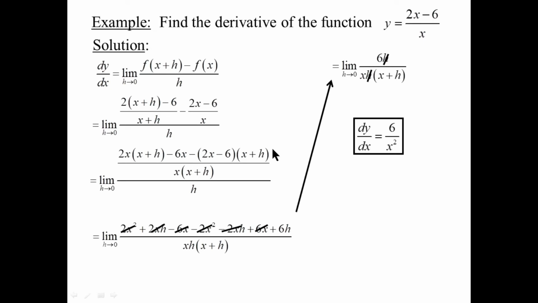Tidying it up. Canceling off the h's. Taking the limit. Subbing in 0 for h. And we get 6 over x squared. And so the derivative of this, by first principles, which is these limit questions, is dy by dx equals 6 over x squared.